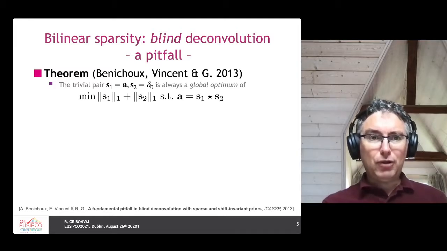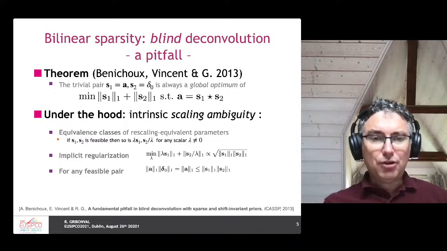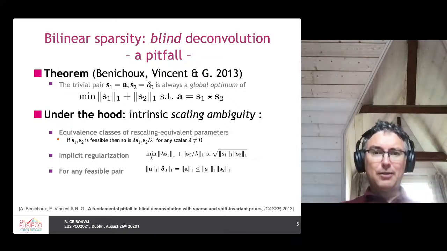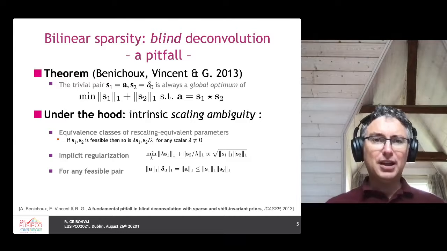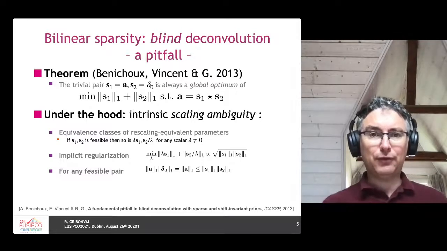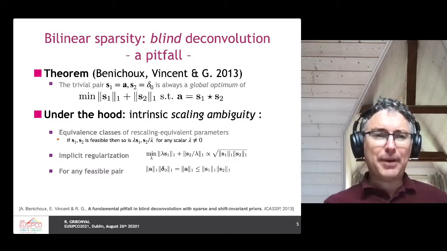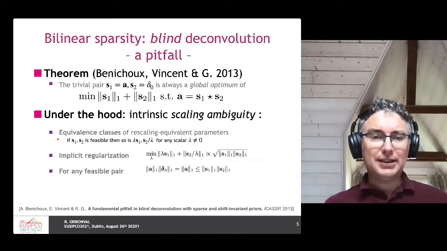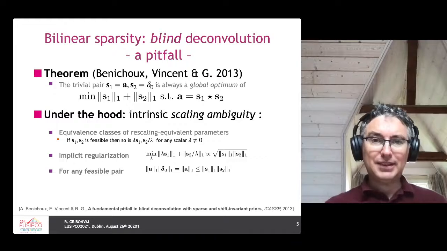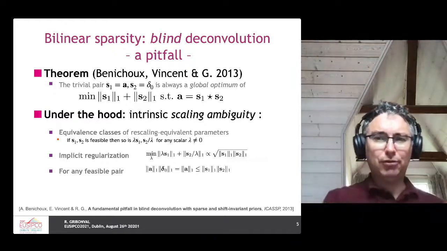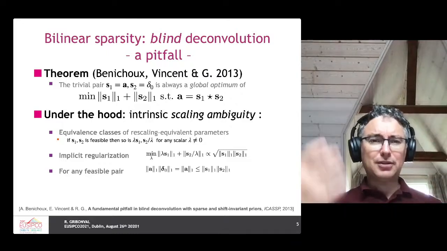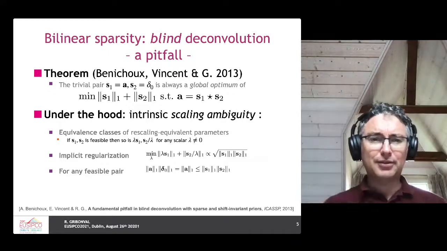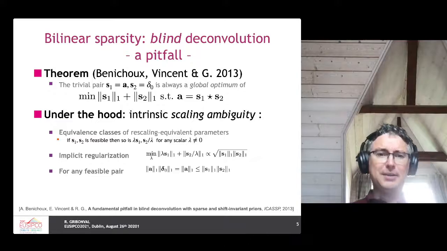So under the hood, it is a property that comes with the bilinearity of the problem, which is a rescaling ambiguity in the formulation of your problem. Because if you have a pair of source and filter that is feasible, satisfies your convolution equal to your observation, then rescaling the filter and the source arbitrarily doesn't change the feasibility.